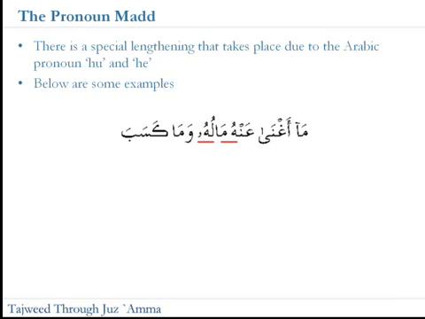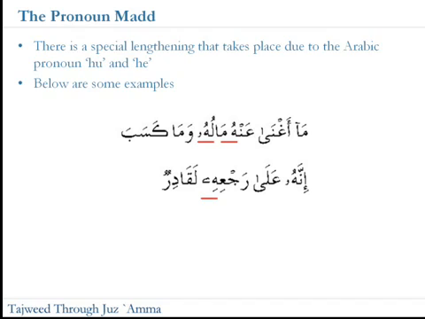So the first one here, looking at where we've got the underline in red, we have the two words anhu and maluhu. Now the maluhu is too long, i.e. the pronoun who has been lengthened to a length of 2. The small little symbol which looks a bit like a wow is indicating we have a pronoun mad taking place, i.e. we're lengthening the pronoun.